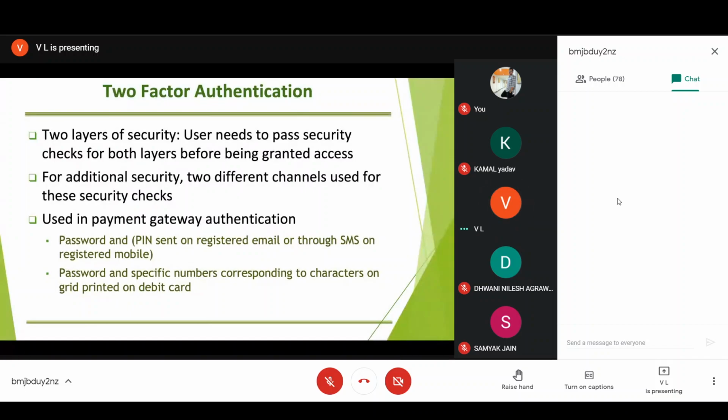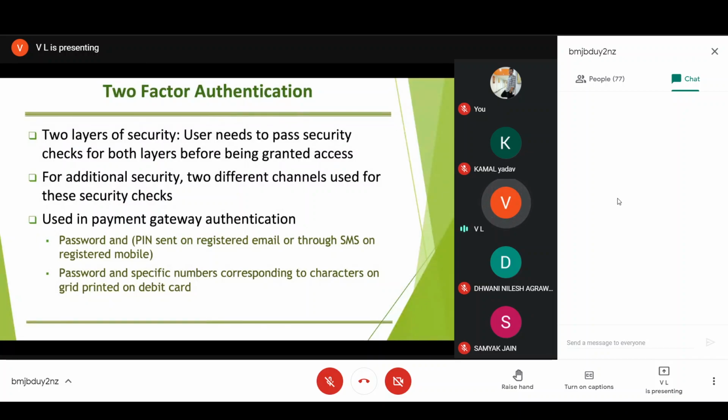So one of the ways that an operating system in a secure environment tries to implement security is through two-factor authentication. This is the most common authentication mechanism used in online banking or financial services nowadays. The idea is that two different channels will be used to assess whether the person who is trying to gain access to the system is a genuine person or not.